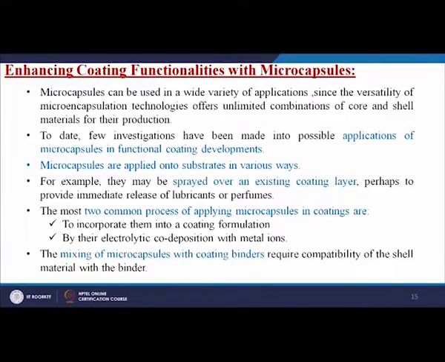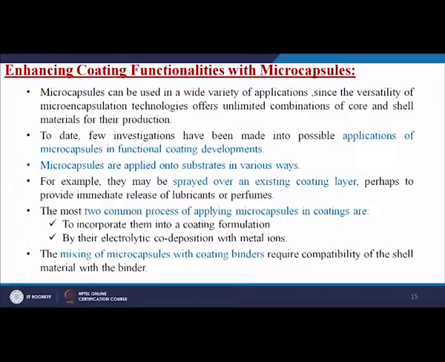To date, few investigations have been made into possible applications of microcapsules in functional coating developments. Microcapsules are applied onto substrates in various ways. For example, they may be sprayed over an existing coating layer, perhaps to provide immediate release of lubricants or perfumes. The two most common processes of applying microcapsules in coatings are to incorporate them into coating formulations or by electrolytic co-deposition with the metal ions. So here are examples of how we are going to use the technology for microencapsulation.